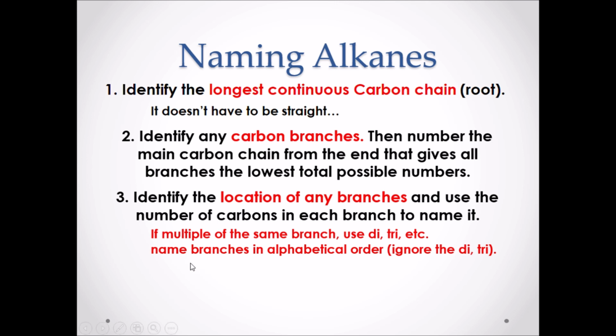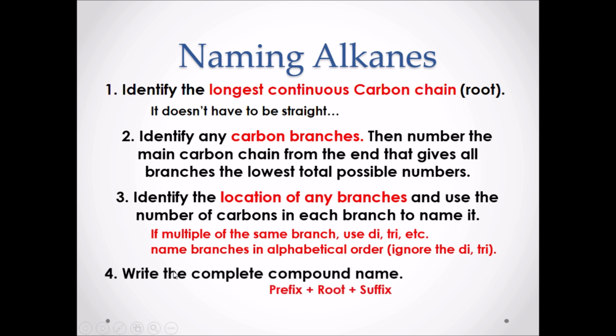And remember to name branches in alphabetical order. For example, ethyl comes before methyl. When naming alphabetically, ignore any prefixes, for example, di or tri. And then finally, write the complete compound name, which is the prefix, the branches, followed by the root, the longest carbon chain, followed by the suffix, the type of organic compound.